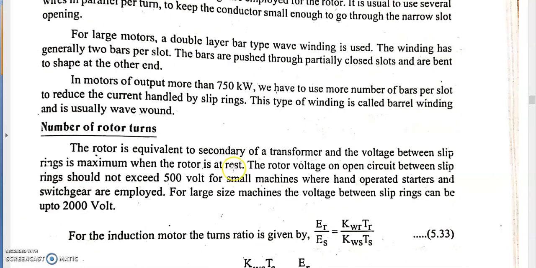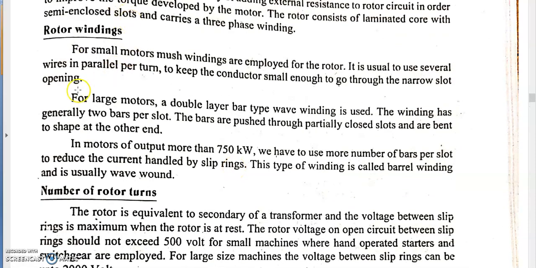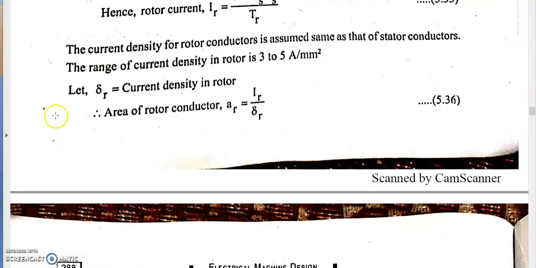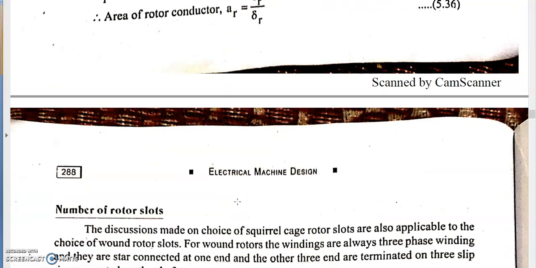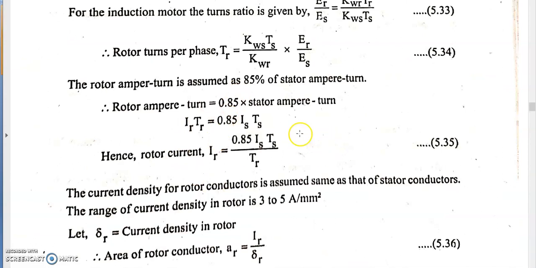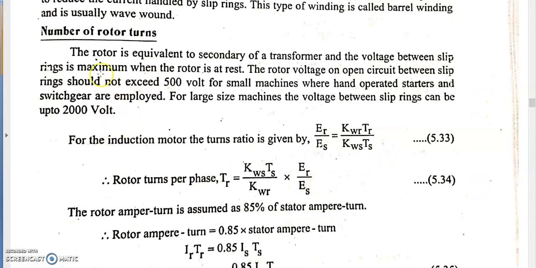So in the rotor design, the rotor winding design we have completed. In the rotor winding design, the total number of rotor turns and the area of cross section of the rotor conductors we have calculated. The rotor has slots and teeth, and in the slots we have the rotor winding. So first we have completed the rotor winding design, then we have to calculate the rotor slots, rotor teeth, and then the slot width and teeth width with respect to the rotor core.